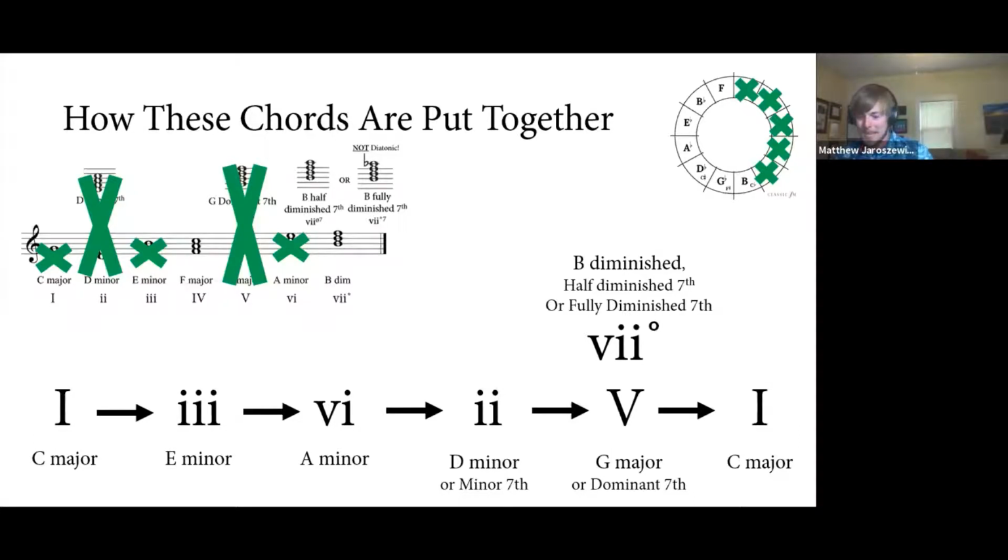So we'll start at the beginning, C, E, A, D, B fully diminished 7th, and back to C. You can also have a half diminished 7th, or just simply the triad.